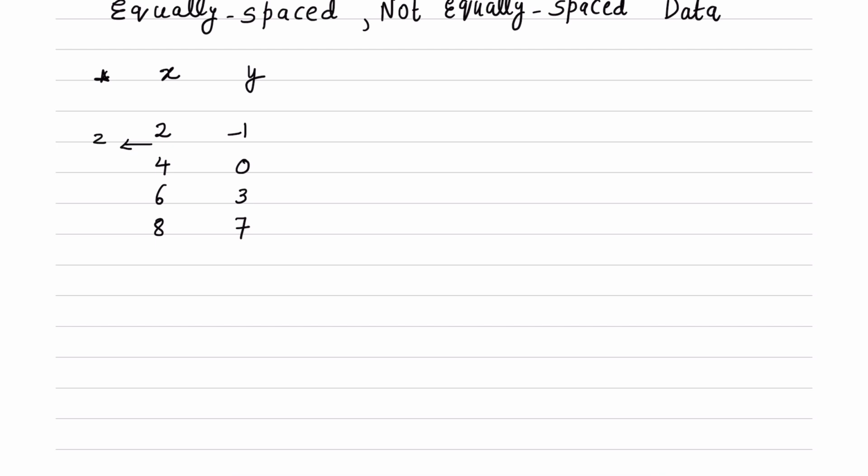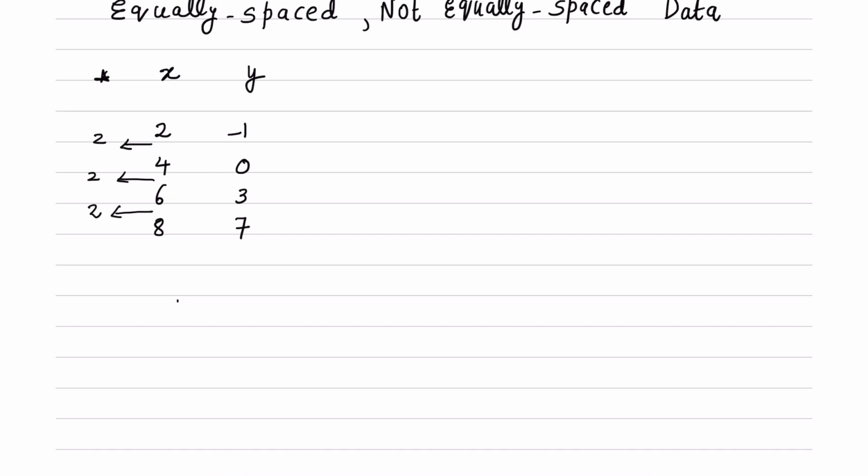The difference between 6 and 4. 6 minus 4, it is 2. The difference between the next two values, which are 6 and 8. So you calculate the difference second minus first. 8 minus 6, which is 2. So you can see that all along this data, the difference between every two consecutive values is 2.